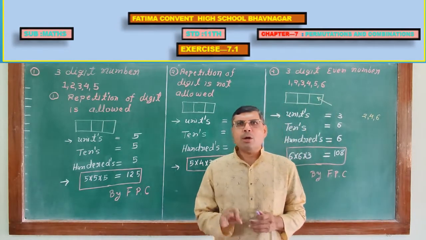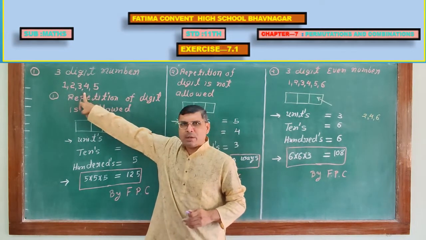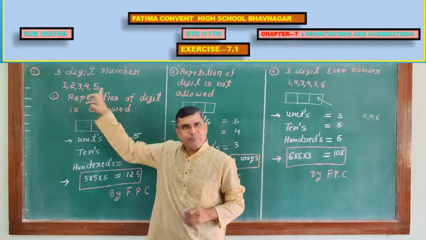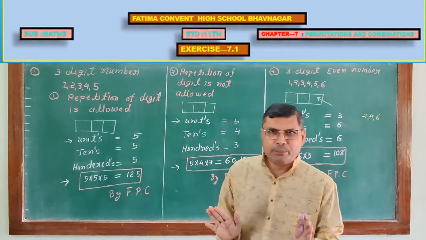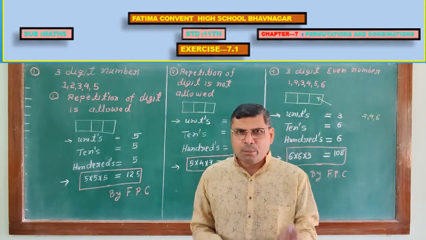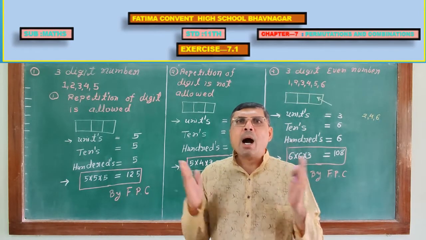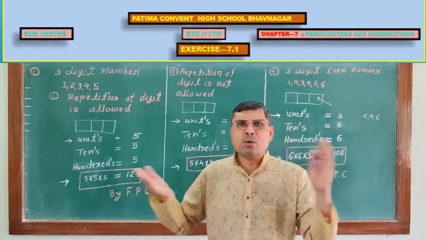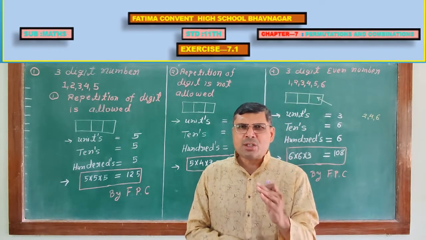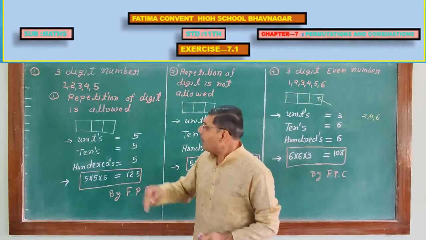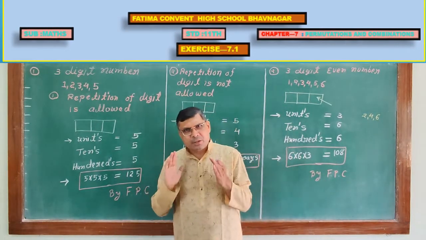I want to form a 3-digit number using the numbers 1, 2, 3, 4, 5. How many possibilities, how many outcomes are there? Alright, here. Now, the first condition is this. The repetition of digit is allowed. You can repeat the digit.